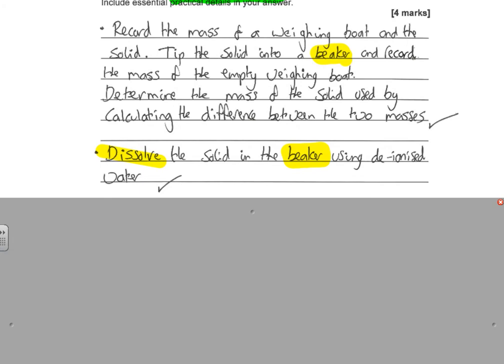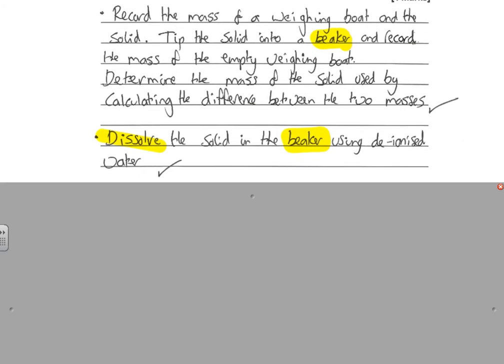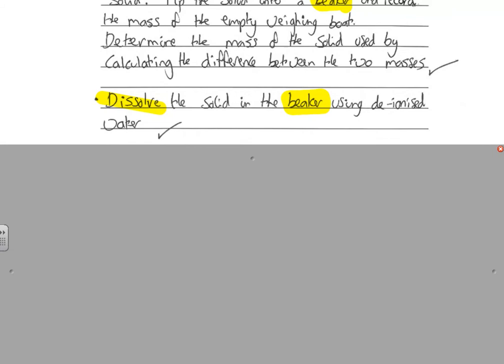It's clear that the solid is now in a beaker, but I want to draw your attention to the detail that you would need to give. Some of you added the detail about stirring, and that would be a good thing to add. I simply haven't put it on here because it wasn't on the mark scheme. I think as a good answer I would say dissolve the solid and stir if necessary to ensure it's all dissolved would be a good thing to include.